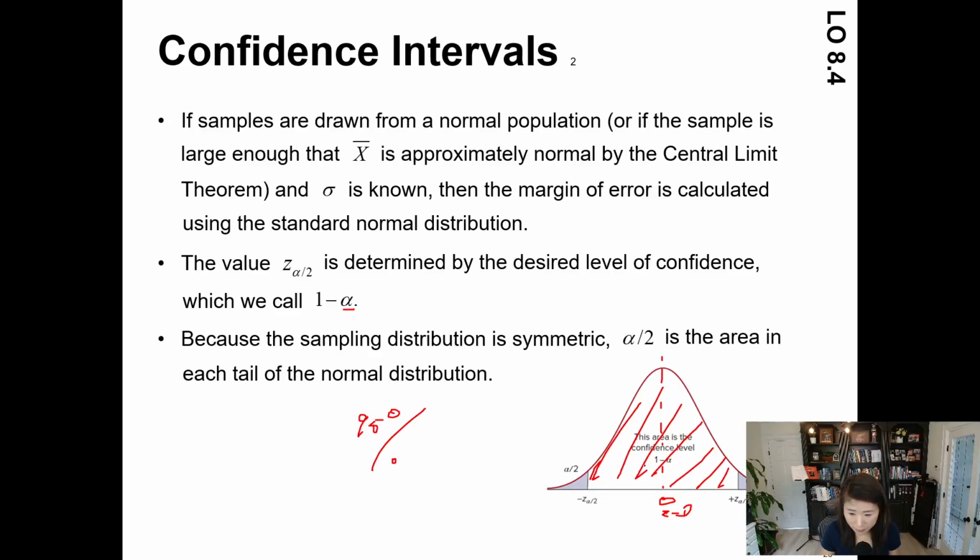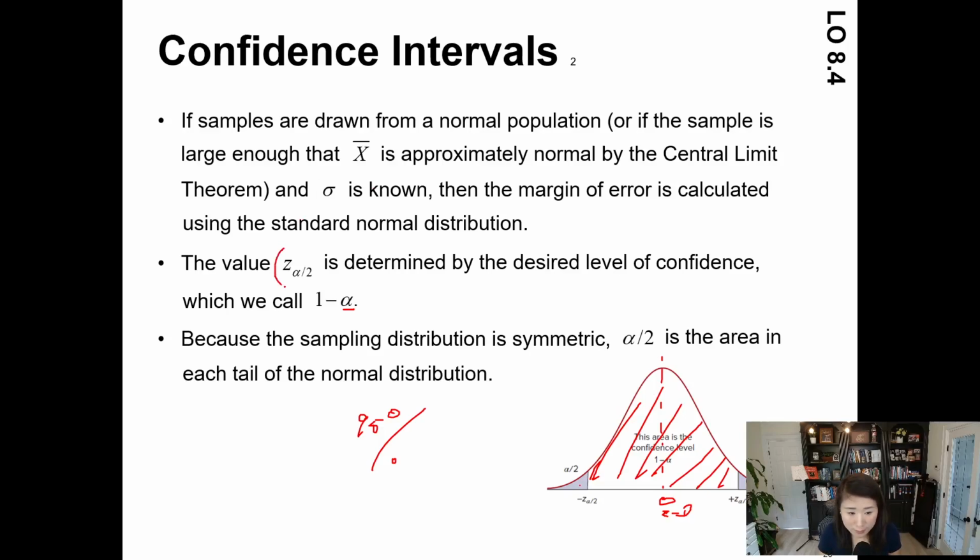Okay, 95% is this area. So this whole area is the size of the area equal to 95%. So what is left over will be 5%. Basically, if we add these two shaded areas together, it will give us the remaining 5%. So that is the size of the area.